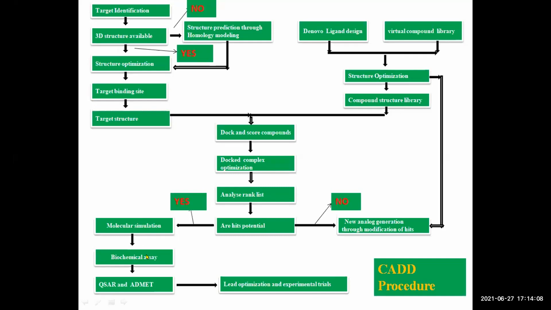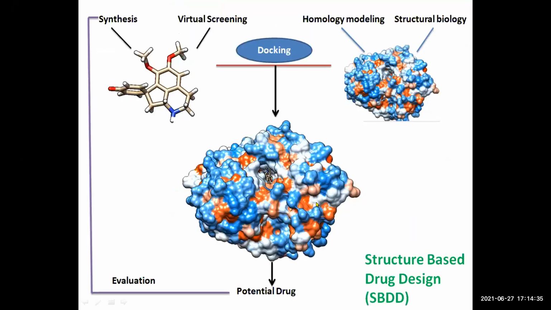For example, different biochemical assays. If a particular drug functions in a particular biological property, then it is tested, and different biological assays are performed at that step. Further QSAR and ADMET analysis can be done after that confirmation, and finally that particular lead molecule is optimized, and then clinical trials are performed.